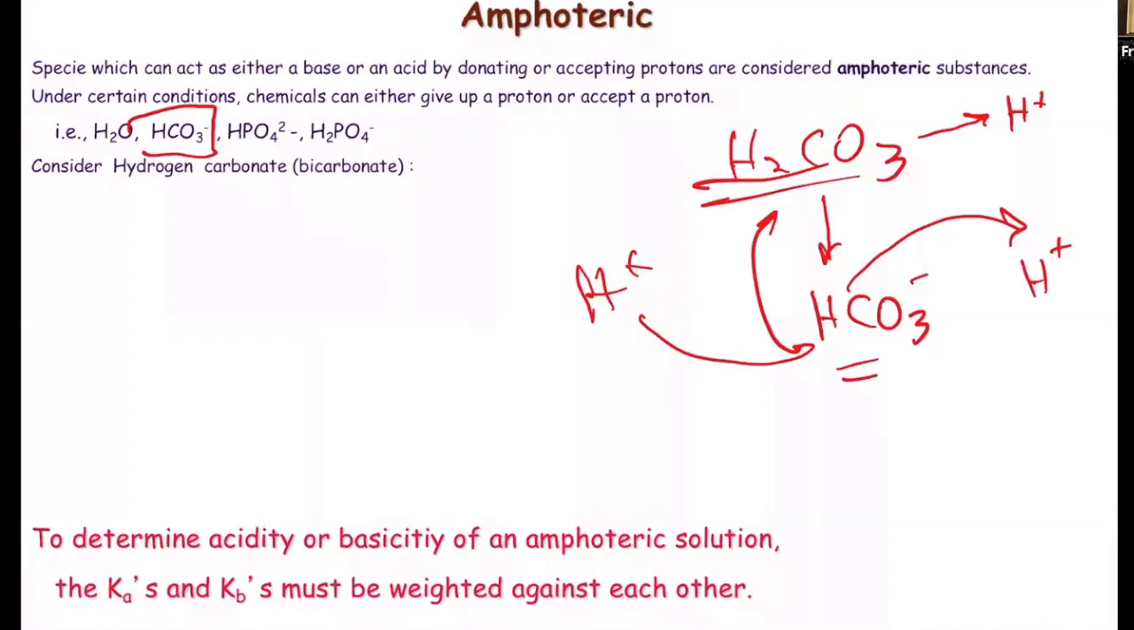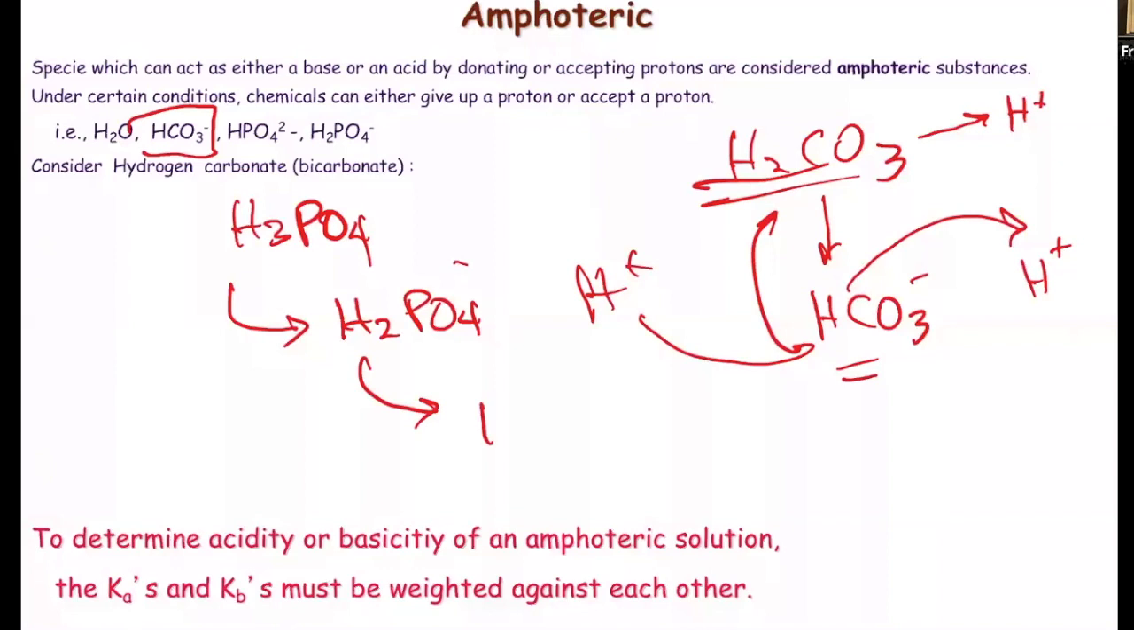Let's take a look at phosphoric acid. Phosphoric acid itself is not amphoteric, but dihydrogen phosphate, that's this guy right here, is amphoteric. It can either gain back the hydrogen it lost, or it can lose that second hydrogen and do this. So this is amphoteric. This also is amphoteric. It can gain the hydrogen it just lost or lose that other hydrogen. And you get this.